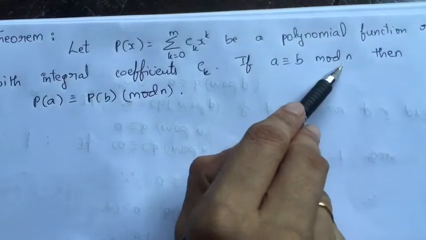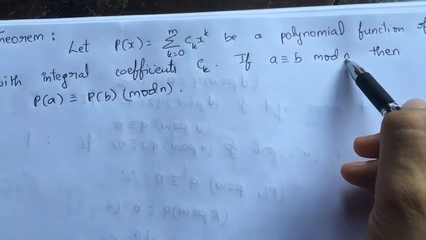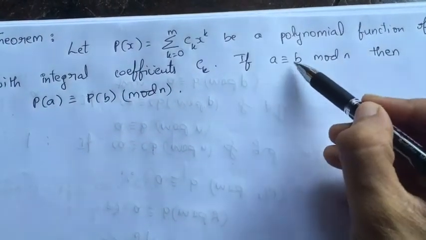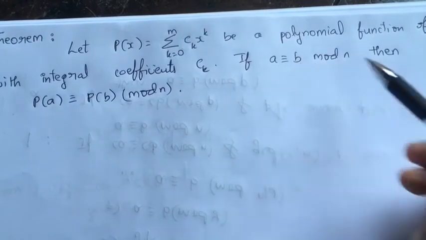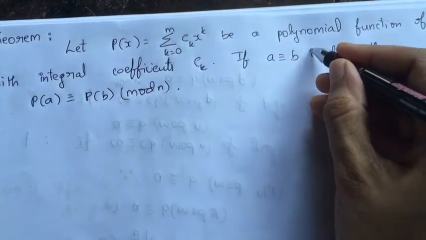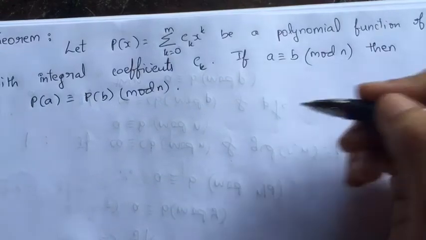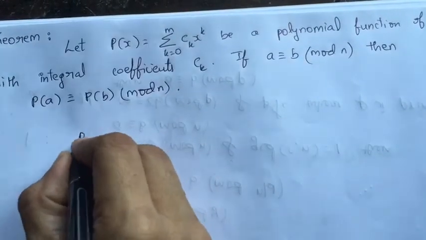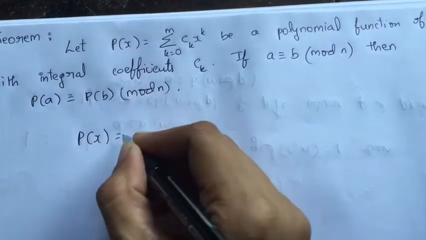If a is congruent to b mod n, then the polynomial function of a is also congruent to the polynomial function of b mod n. Let us see how it is. See, a polynomial function is nothing but like this. We write it like this.